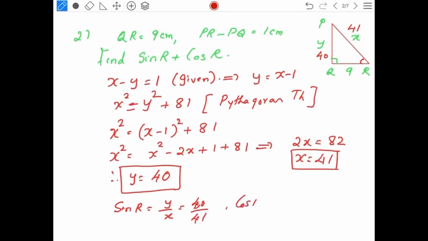Cos R is equal to adjacent side by hypotenuse. So 9 by 41. Now you have to find sin R plus cos R. So sin R plus cos R is equal to 40 by 41 plus 9 by 41 equal to 49 by 41.